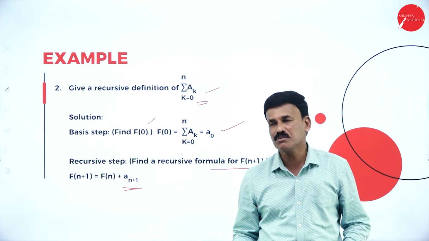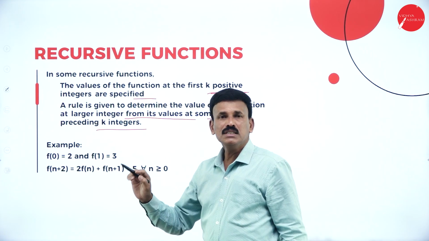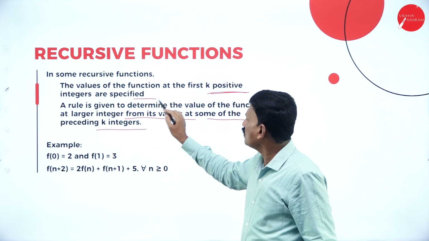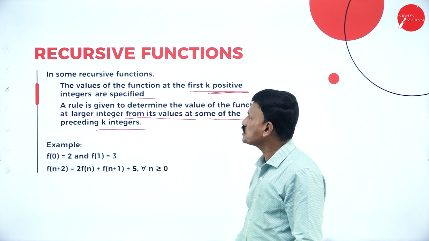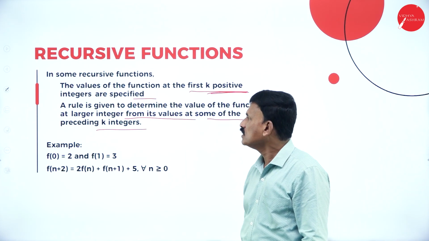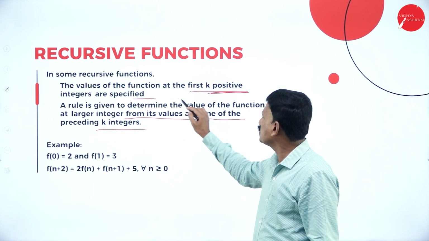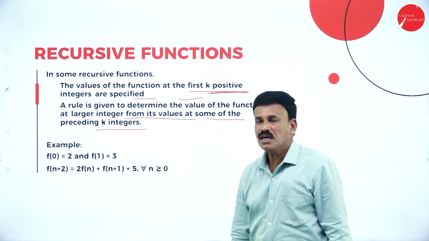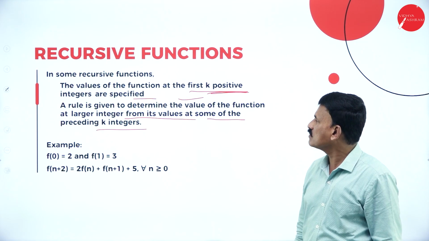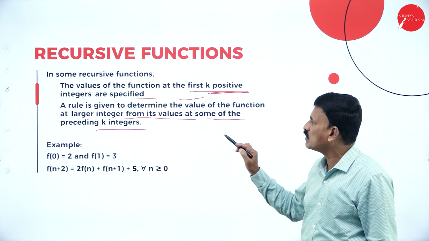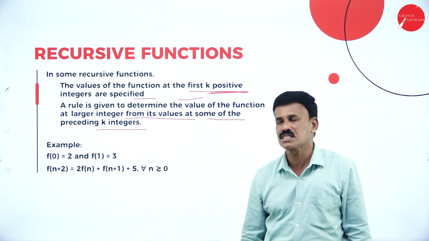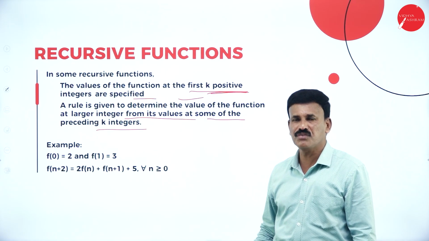Okay. Now let us come to the next concept. In some recursive functions, the values of the function at the first k positive integers are specified. So a rule is given to determine the value of the function at larger integers from its values at the preceding k integers. Now let us take an example for that.